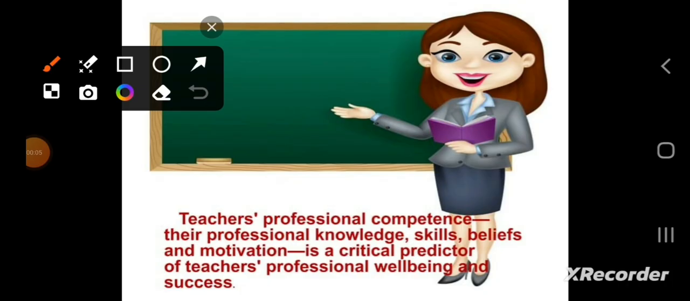Teachers' professional competencies, their professional knowledge, skills, beliefs and motivation, are a critical predictor of teachers' professional well-being and success. Teachers' professional competence, encompassing their knowledge, skills, beliefs and motivation, plays a crucial role in determining not only their effectiveness in the classroom but also their overall professional well-being and success.